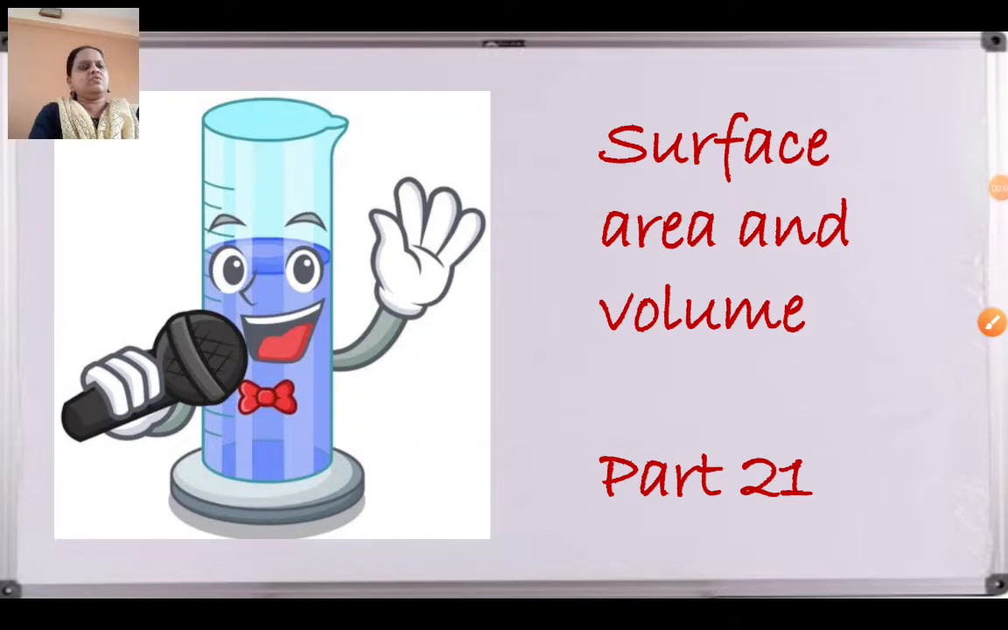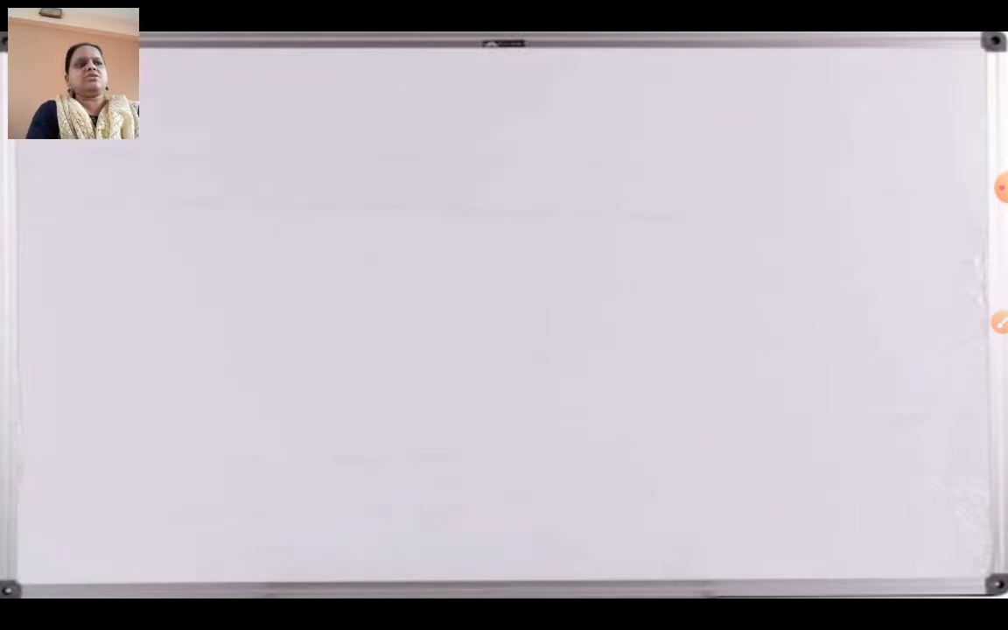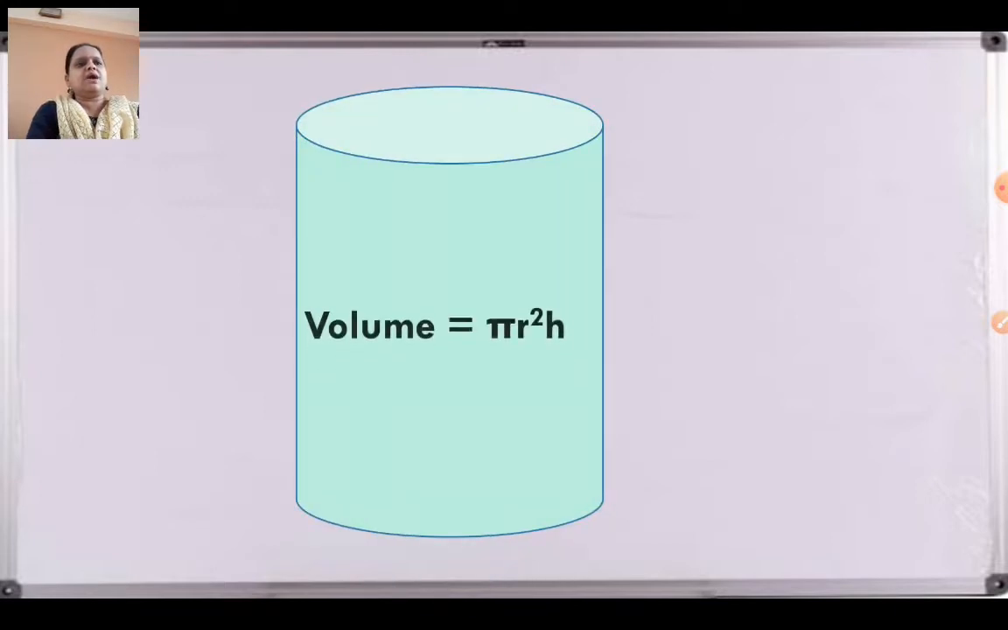Today we will continue with our chapter Surface Area and Volume with part 21. Last period we started with our exercise 13.6, in which we began the concept of volume of a cylinder. So what is the volume of a cylinder? Just revise the formula once again. Yes, the volume of a cylinder is equal to pi r square h, where r is the radius and h is the height. Is it correct?